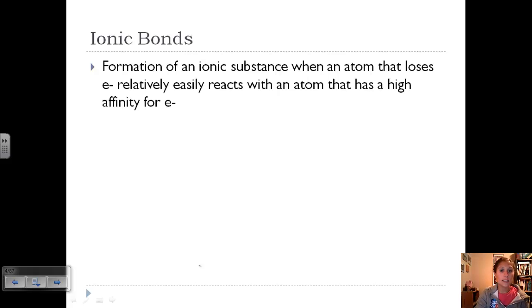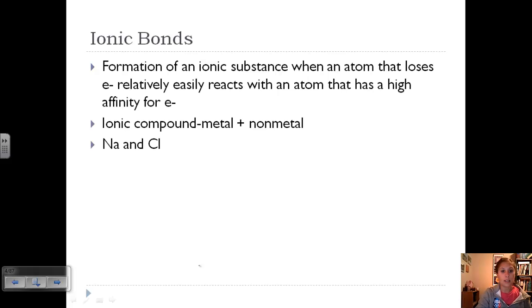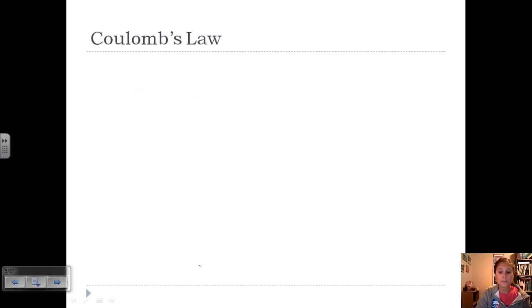So an ionic bond is a formation of any ionic substance when an atom that loses electrons relatively easily reacts with an atom that has a high affinity for electrons. So they make a good pair. One wants to lose electrons, the other one wants to gain electrons. This usually means that an ionic compound is going to be a metal and a nonmetal. Metals want to give up their electrons. Nonmetals have a very high affinity for electrons. So, for example, sodium and chlorine are an ionic bond. Sodium's our metal, chlorine is our nonmetal.